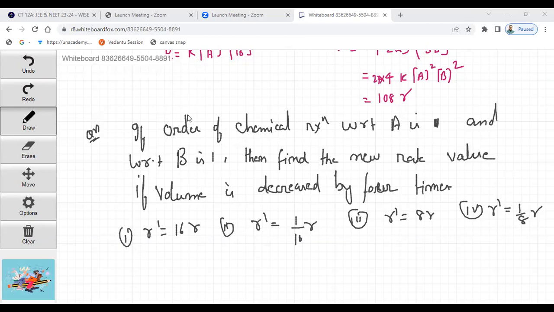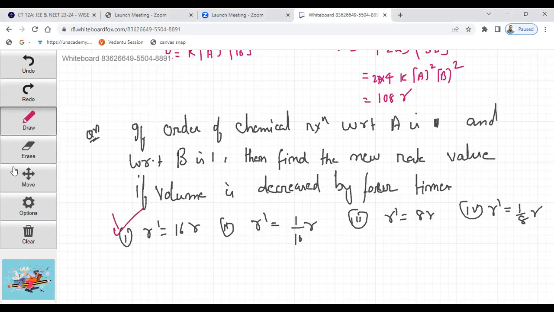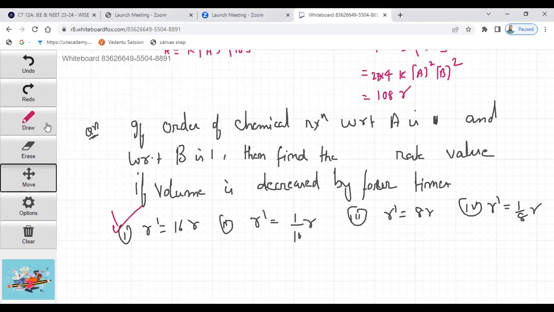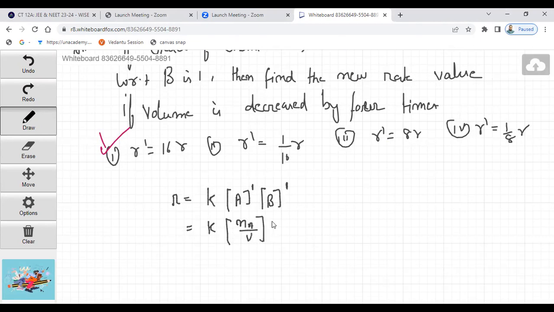Option A is the correct answer. I am discussing. Suppose the rate will be equal to K into A to the power 1, B to the power 1. What is the meaning of concentration? Concentration means the moles of A divided by the volume. For B, it is nB divided by V.